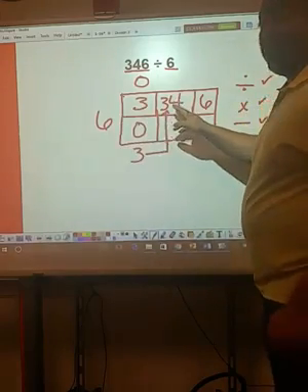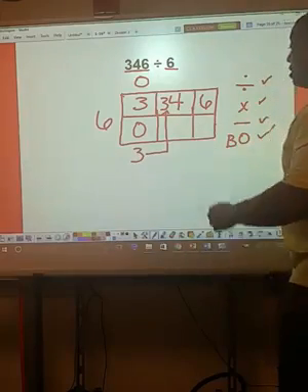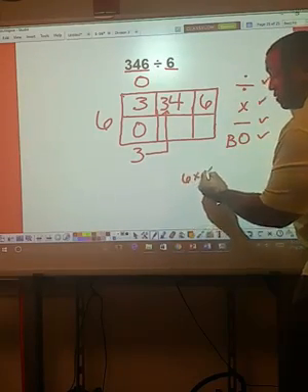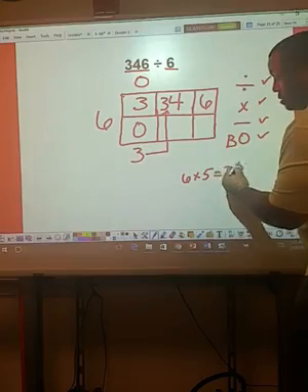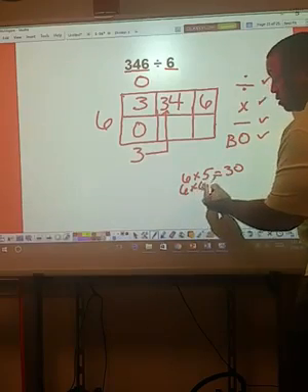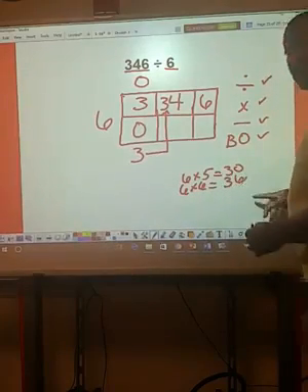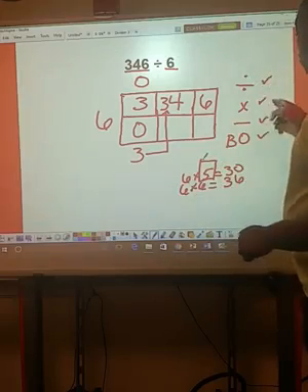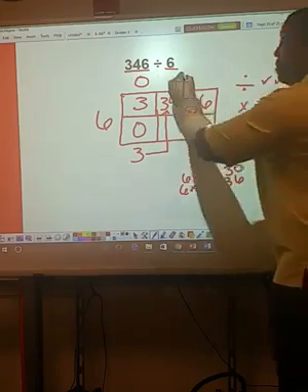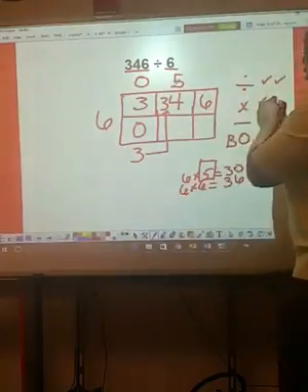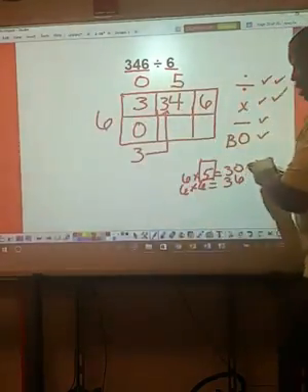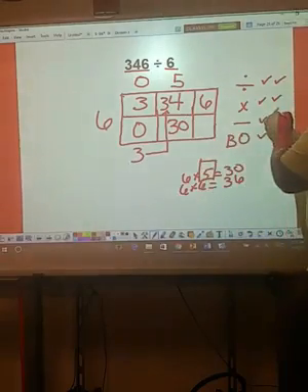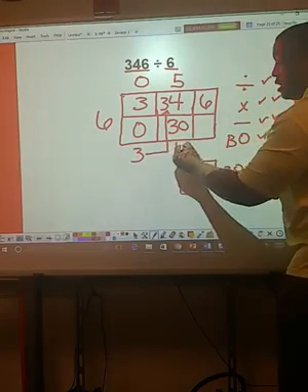Can 6 go into 34? Yes. We already know our factors, but just in case they don't, we start at 5. That gives me 30. 6 times 6 would be too much, so I know my factor is 5. Put our 5 up top. Now we multiply 6 times 5, which we already know is 30. Then we subtract, which leaves 4.